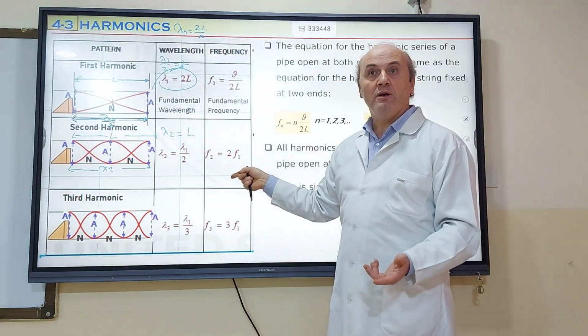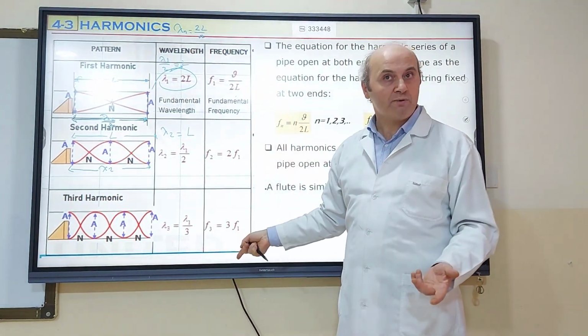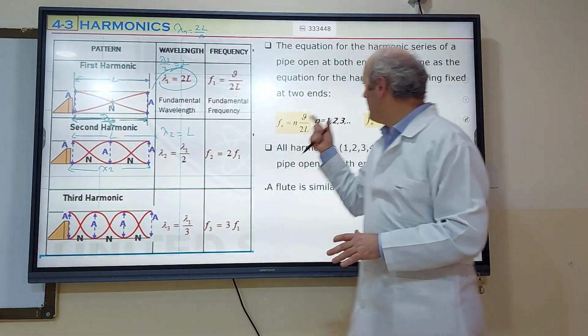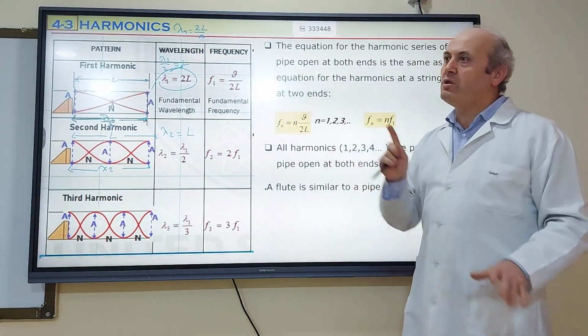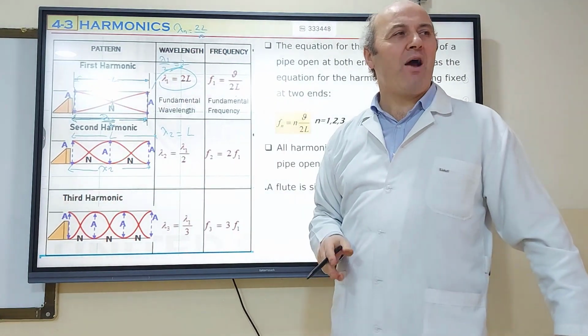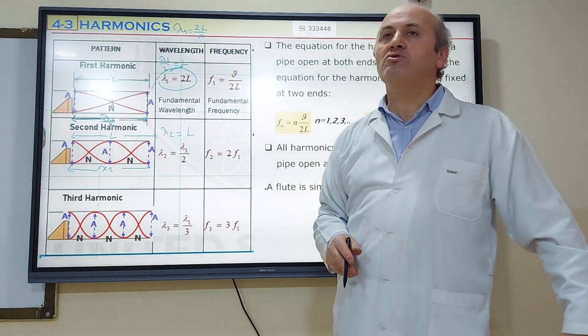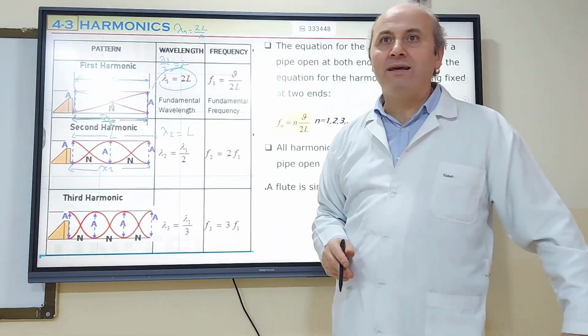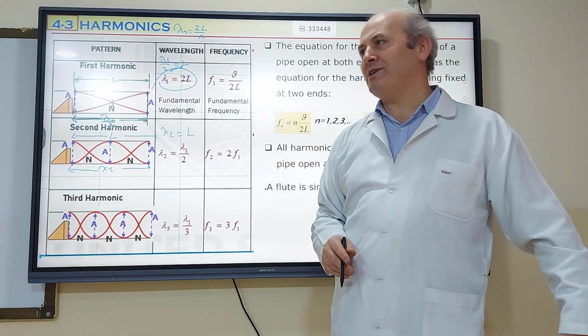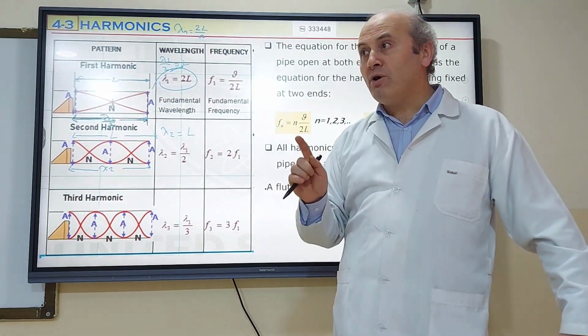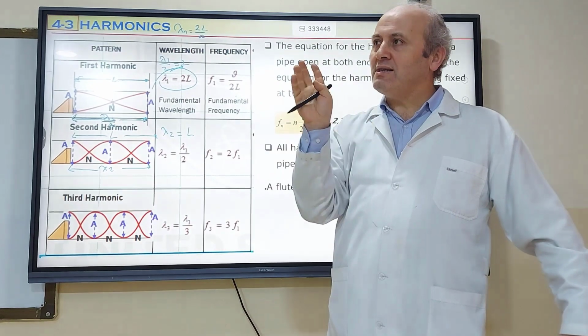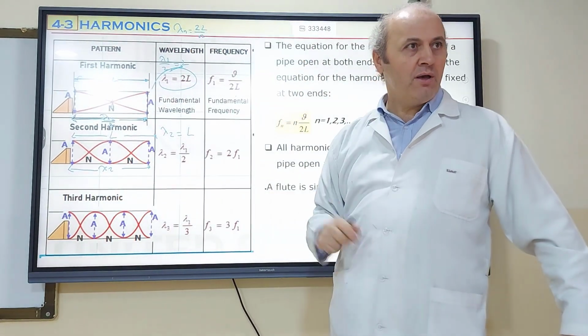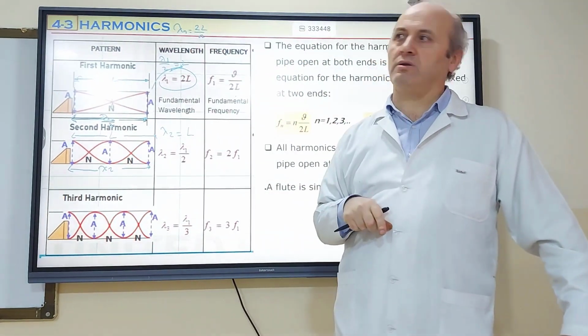Next harmonic, twice of that. Third harmonic, 3 times of that. Exactly the same. The harmonics are the same. The only difference between the pipe open at both ends and a string instrument fixed at both ends is the number of nodes and antinodes. And also, in a string instrument, standing waves are transverse. Here, standing waves are longitudinal.